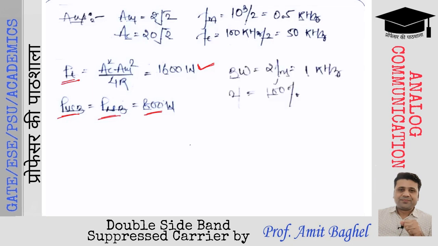FM is given as 0.5 kilohertz. Hence, the bandwidth of the modulated waveform will be 1 kilohertz. And efficiency will always be 100% by default. Why? Because we are using the DSBSC method to modulate the signal.